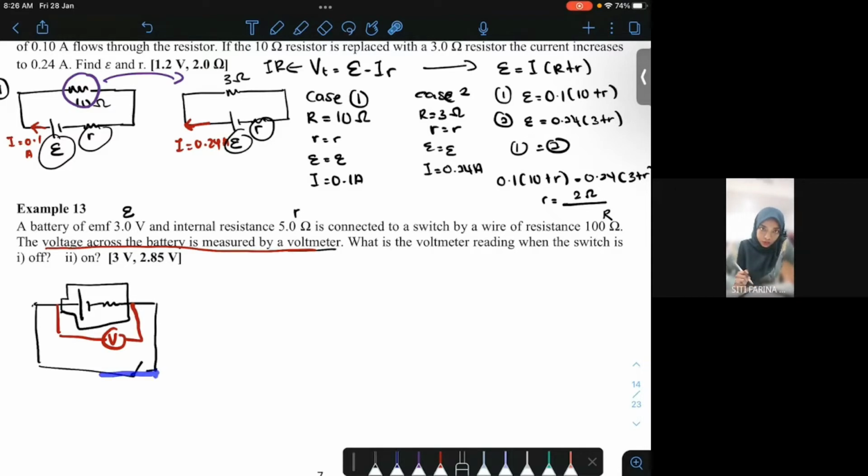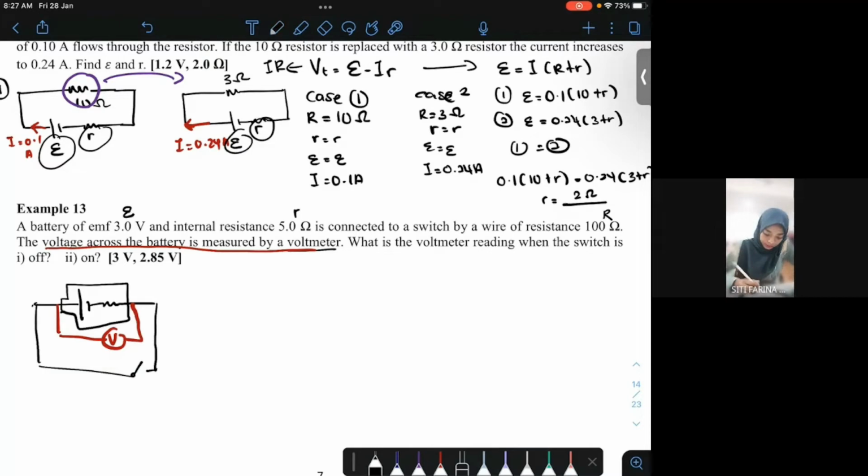Okay, ini maksud off. Maksud off dekat sini adalah current takkan lalu dekat bahagian sini, because when the current flows out, it cannot proceed its journey, sebab it's not a complete circuit. Bila kita off, kita tak switch on, current tak lalu.